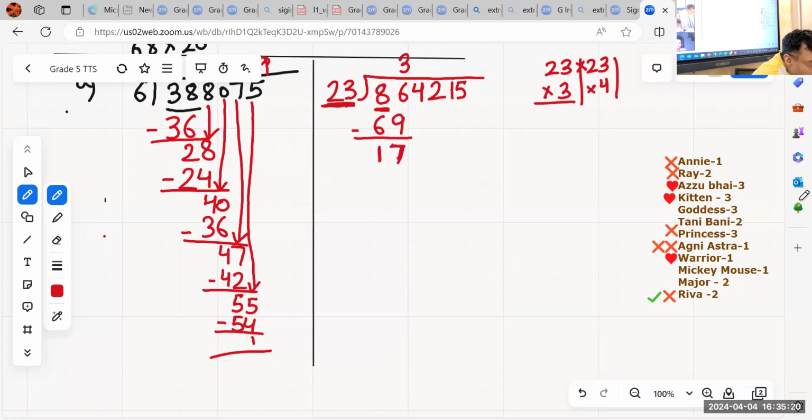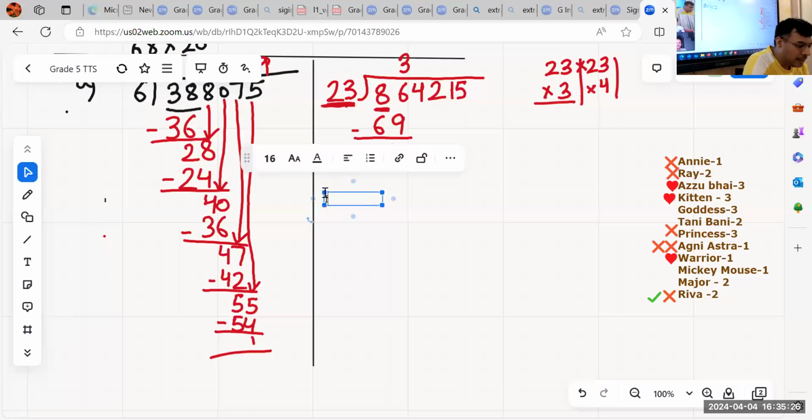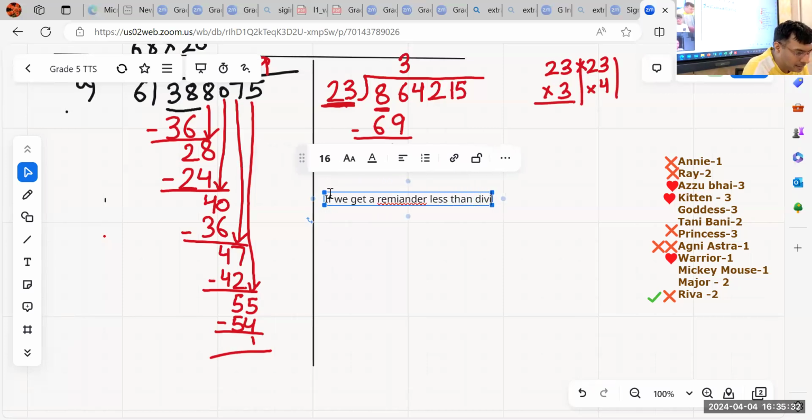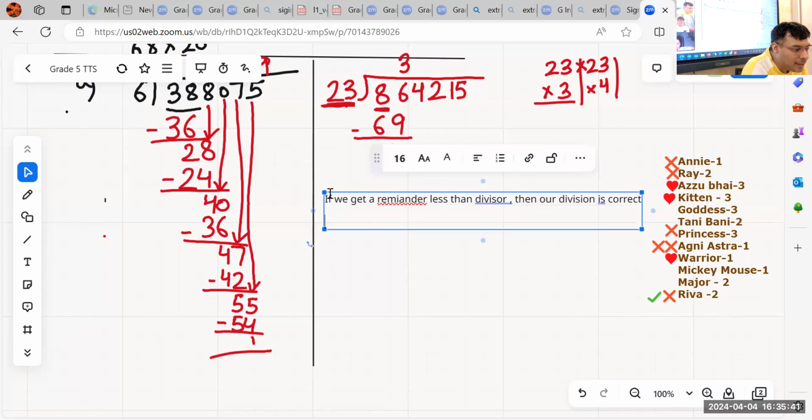If I get a remainder less than 23, maybe I will write this down. If we get a remainder less than the divisor, then our division is correct. And vice versa, if we get a remainder more than the divisor, then our division is wrong.